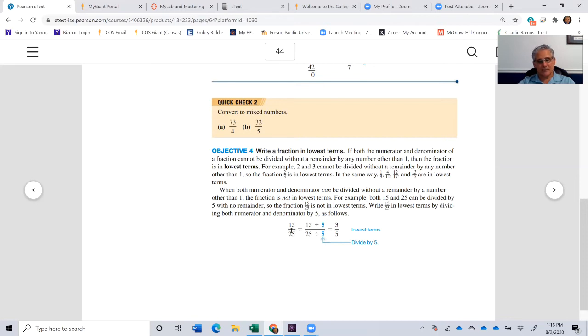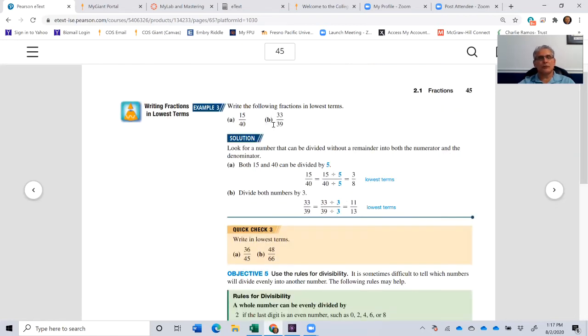This is not its lowest terms, but this is. There's no whole number that can be evenly divided into 3 and 5. So therefore, this represents the fraction's lowest terms.